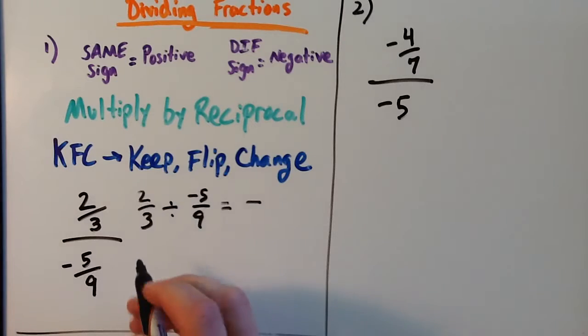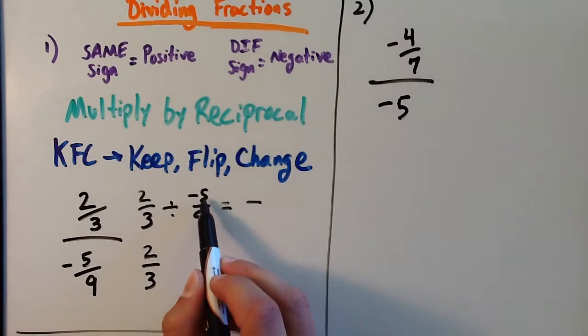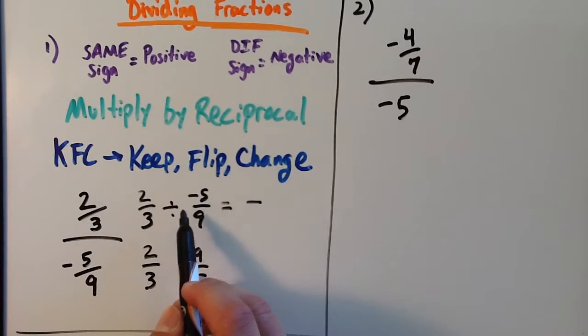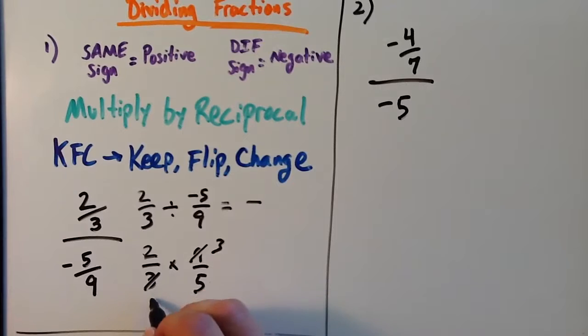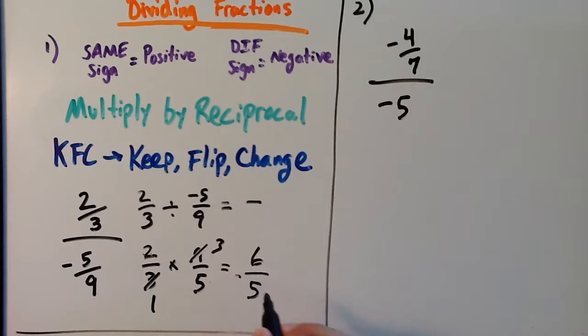Now let's follow KFC. I keep the first fraction as is, so 2/3. I flip this one, so instead of 5/9, it's going to be 9/5. And then I change from division to multiplication. Okay, now let's see if I can cross simplify. 2/5, no. 9/3, I know that's the same thing as 3/1. Now I multiply the top numbers. 2 times 3 is 6, and 1 times 5 is 5. And remember, we have a negative answer, right? -6/5. Or we could say, if we make this mixed, it'd be -1 and 1/5.